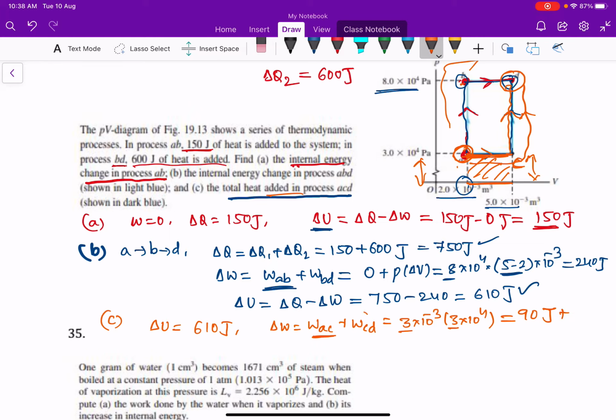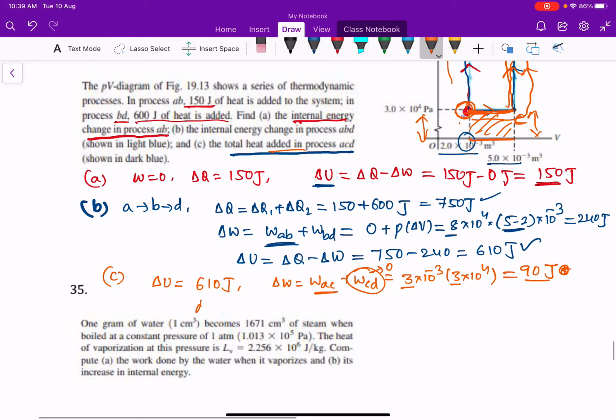Plus, work done in C to D. C to D is nothing but a constant volume process. So this work done is equal to 0. So what is the final answer for work done in this case? 90 joules only. Now we can find out delta Q. Delta Q equal to delta U plus delta W. So heat energy supplied in the process A to C, C to D is 610 plus 90, which is nothing but 720 joules. That is the final answer for this question.